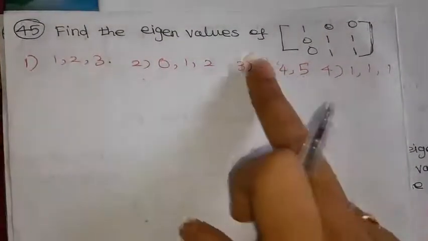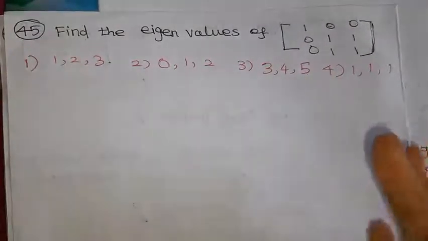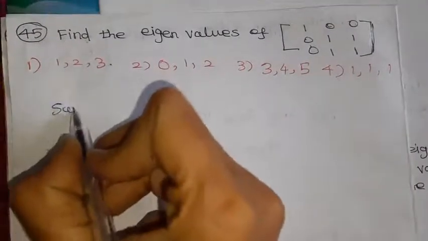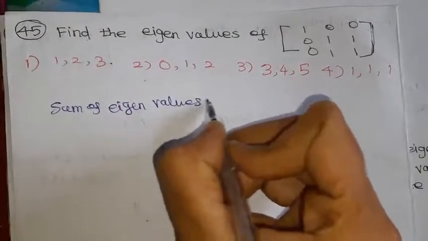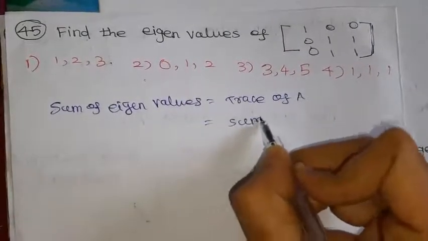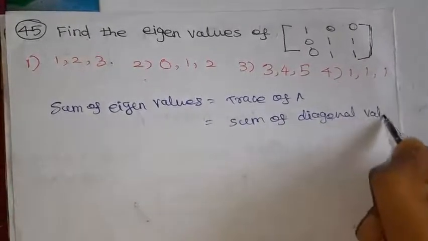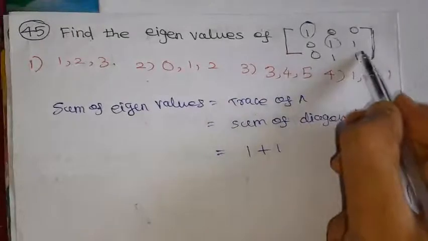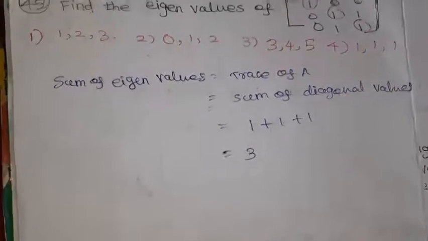Find the eigenvalues of the given matrix. We are going to find out the eigenvalues of the given matrix. So by using the properties we can find out what it is. Sum of eigenvalues is nothing but the trace of A. What is the trace of A? Actually, the sum of diagonal elements. So what is the sum of diagonal? 1 plus 1 plus 1, we are getting 3. So this is the sum of the eigenvalues.